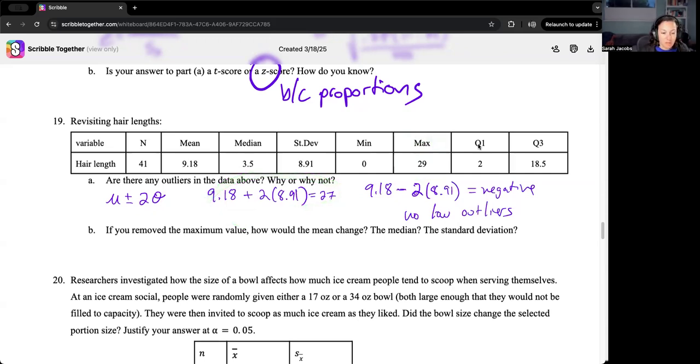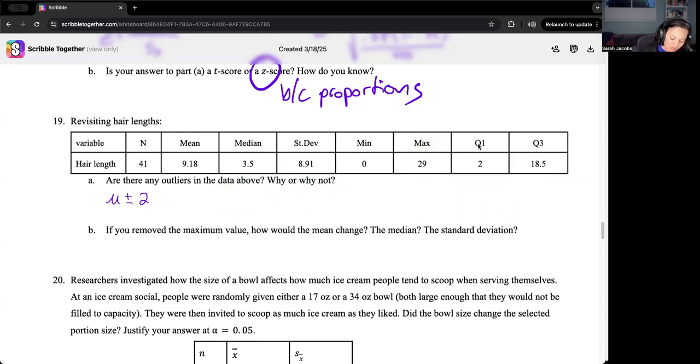However, this is probably not a good one to use here because we already decided in our multiple choice that this is not normally distributed. So let's not use that. It's not normally distributed. So we're going to say Q3 plus 1.5 times IQR and Q1 minus 1.5 times IQR.